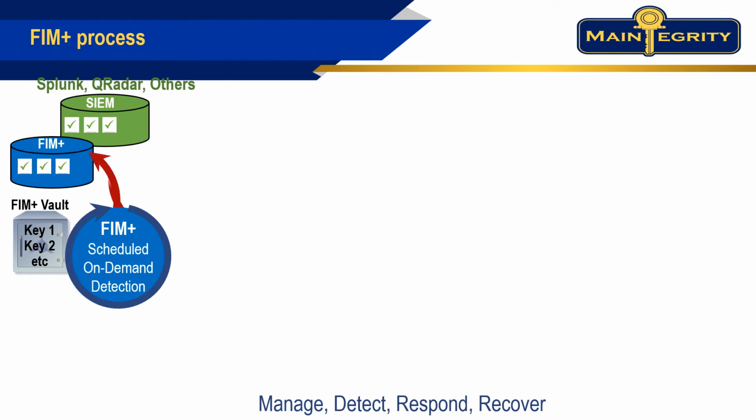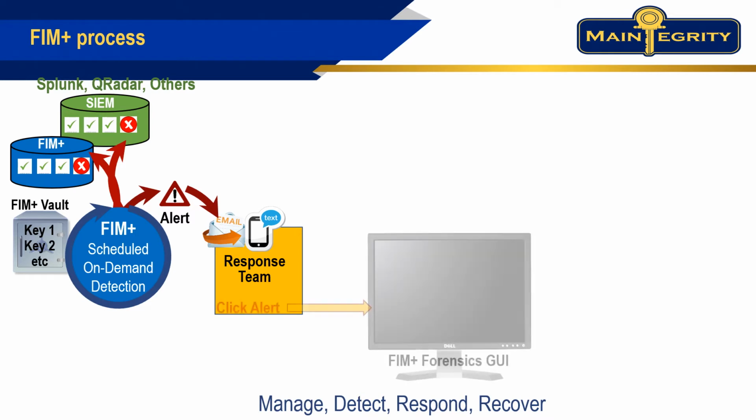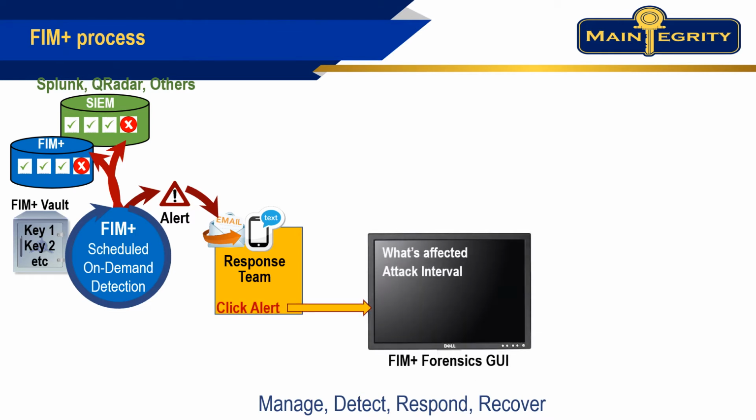However, one day we encounter an unknown change. Then FIM Plus raises a real-time email or text alert and sends it to members of your response team. When they get the alert, all they have to do is click on the email, and that brings up our automated forensics GUI. Since FIM scans every component, the instant the GUI starts up, you can see everything that was affected, and you know the scope of the attack.